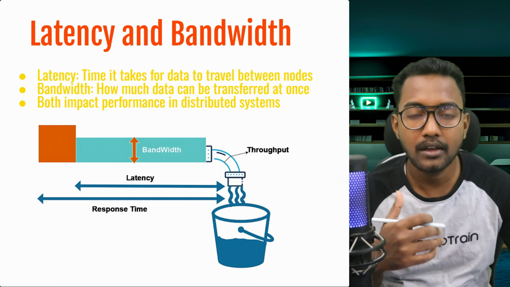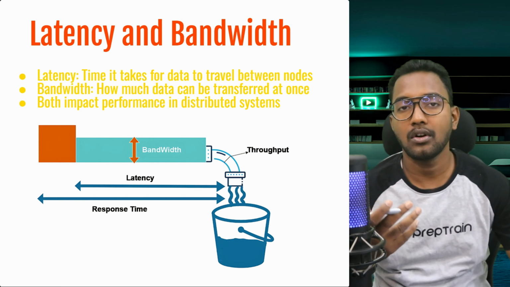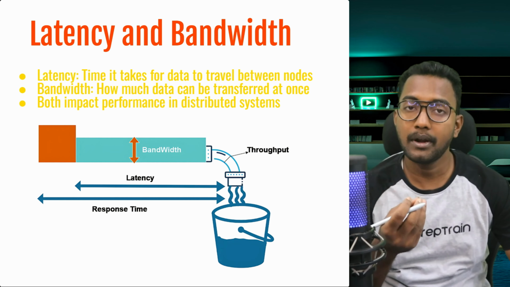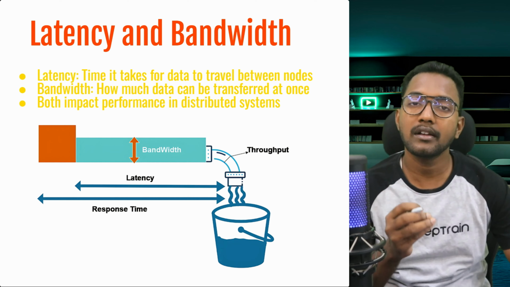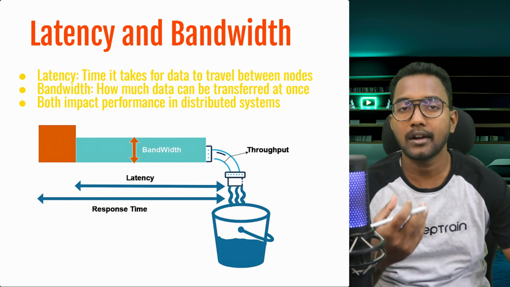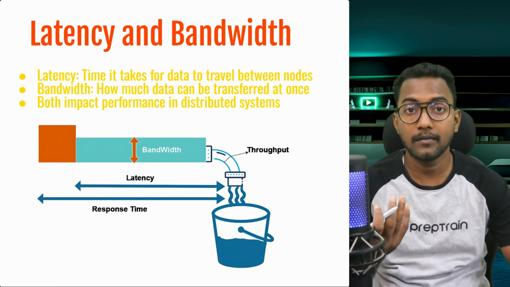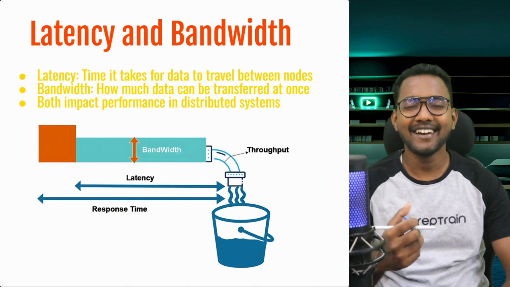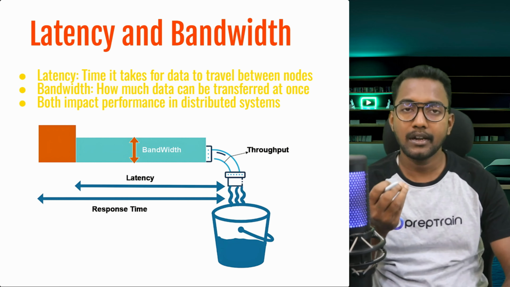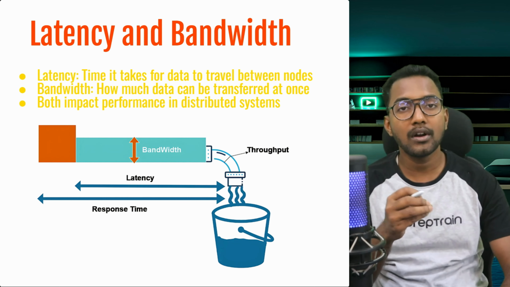Alright, now let's dive into two key performance factors of distributed systems: latency and bandwidth. These two concepts are essential to understand how data moves through a distributed system and how efficiently the system performs. Let's start with latency. Latency refers to the time it takes for data to travel from one node to another.